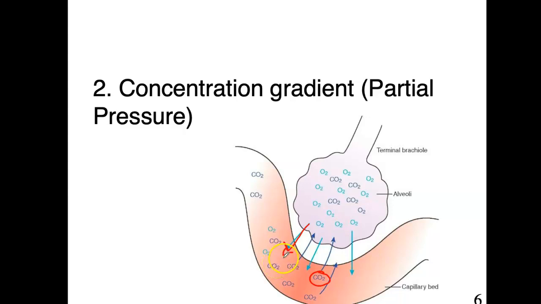Okay, and the other way around for carbon dioxide. Carbon dioxide here has to be in a higher concentration, or better said, at a higher partial pressure. And if it's at a higher partial pressure, then it will be able to travel back into the alveolus, and then you're going to exhale it out. Okay, so surface area 1, concentration gradient 2.